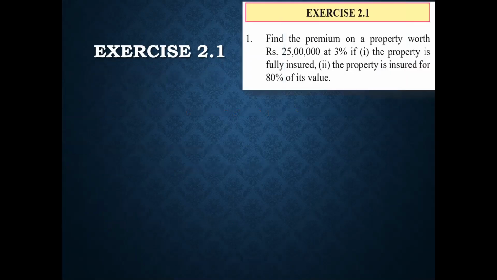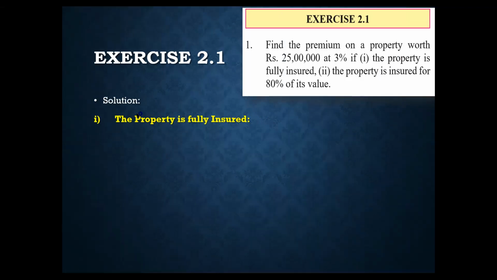So with this class, we start with our exercise 2.1, sum number 1. Find the premium on a property worth rupees 25 lakh at 3% if the property is fully insured and the property is insured for 80% of its value. So as I told you class, we start the solution by identifying the property value first. So as you can see, there are two conditions. The property is fully insured. So we are solving the first part.